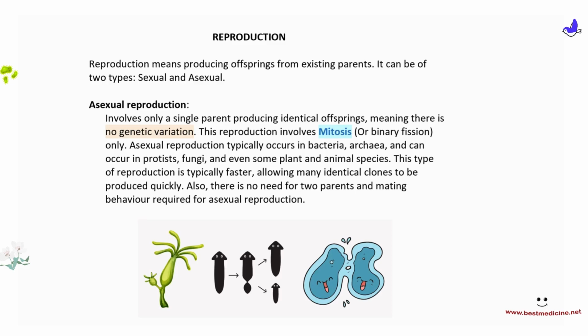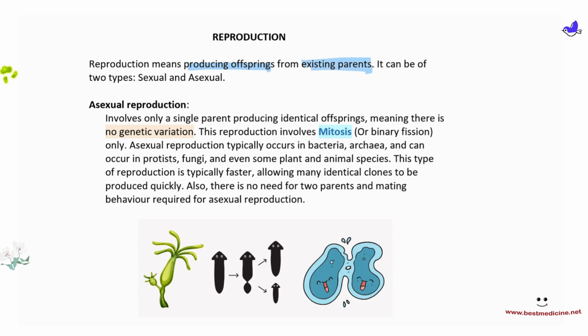To understand inheritance and genetics, we have to get familiar with the concept of reproduction. We have informally mentioned asexual reproduction, sexual reproduction and meiosis, but in this section we're going to do them in detail. So, what is reproduction? Reproduction means producing offspring from existing parents.